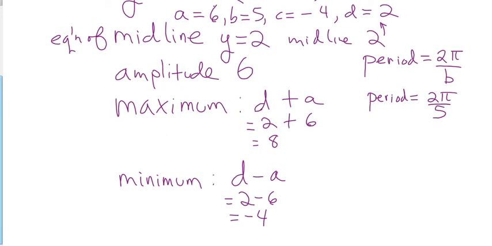All right, so a sine function has all of these defining points. Right? It's got a midline, an amplitude, that leads to a maximum and a minimum. We've got a period, and the last thing we have is the start point. So what's the start point?